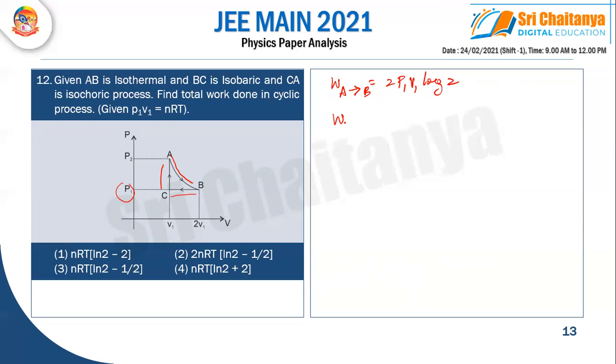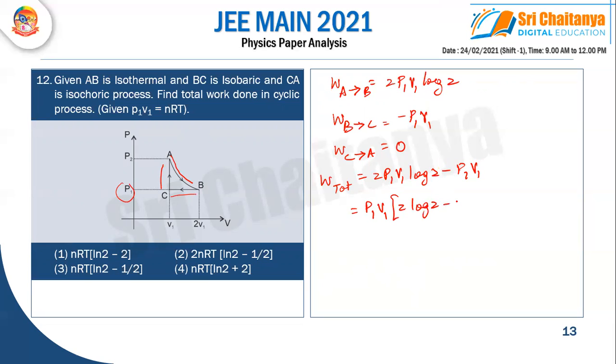Now, work done from B to C. Here volume is decreased, and for that reason this will be minus P1 V1. And from C to A, there is no change in volume, and for that reason the work done from C to A is 0. On adding the above 3, I'm going to get 2P1 V1 log 2 minus P1 V1. Let me take P1 V1 common. I get 2 log 2 minus 1.